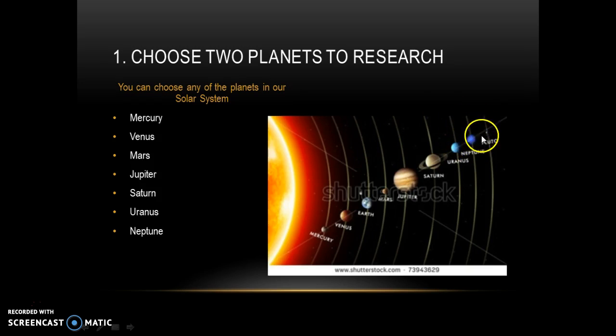I know that some people will be pointing out that there's Pluto over here. Pluto is not a planet anymore. It's considered to be a dwarf planet because of its size, and that's going to be one of our extension activities. But if you choose two of these planets here, you might choose Mars and Saturn, or Venus and Neptune, and you can go for it.